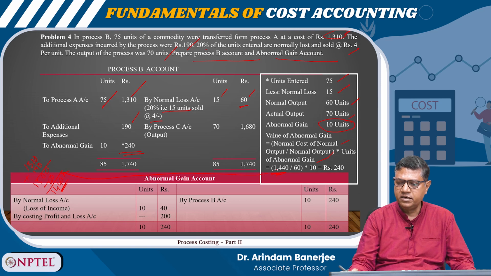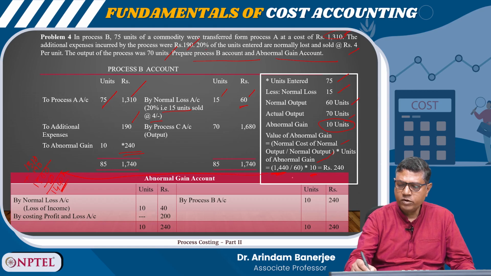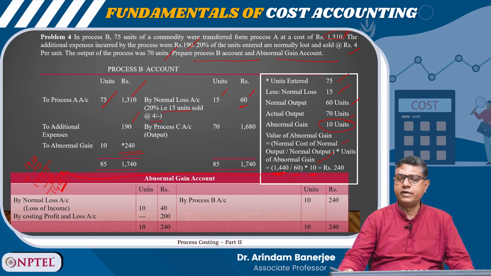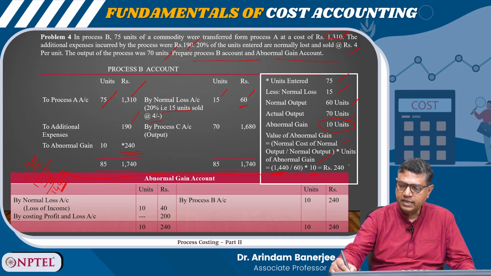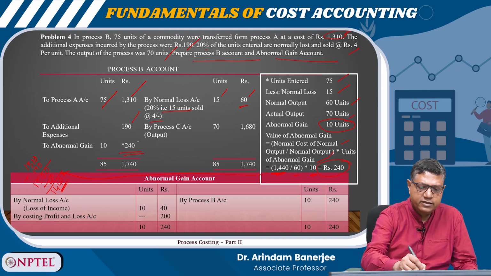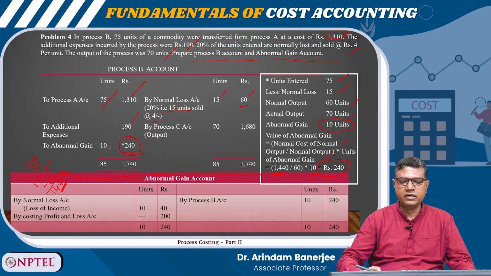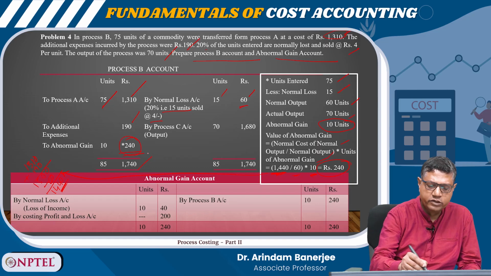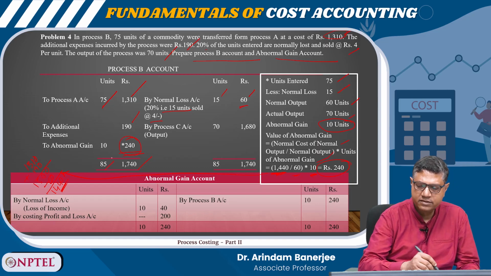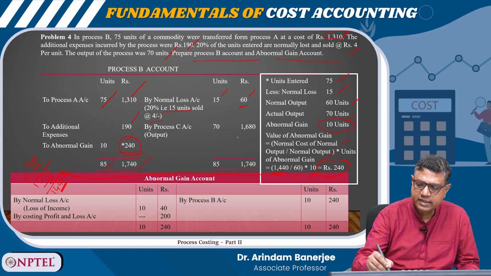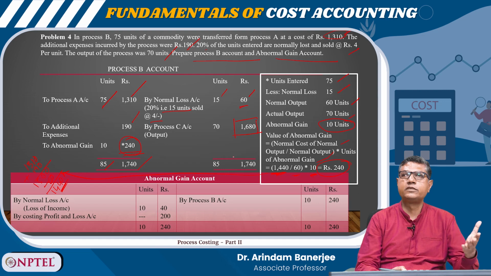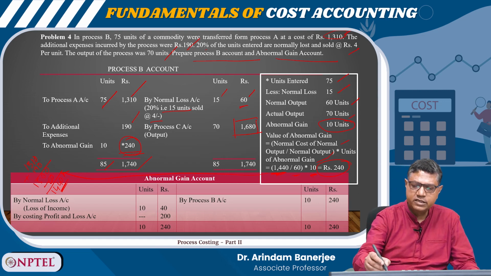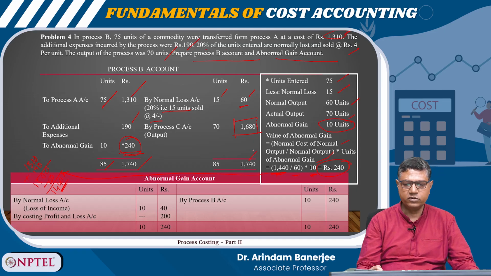And what is your units of abnormal gain? It is 10, right, and normal output is 60. So, 1440 divided by 60 into 10, it is coming to rupees 240. This 240 I am showing as an abnormal gain, right. So, when I am doing this, the total is coming 1740 on the left hand side for 85 units, right. So, the balancing figure is 1680, which is going to the next process, which is moving to the next process. So, 1680, so 1740, right.